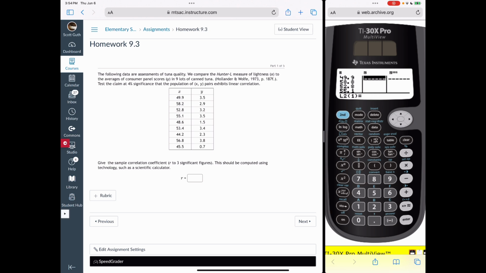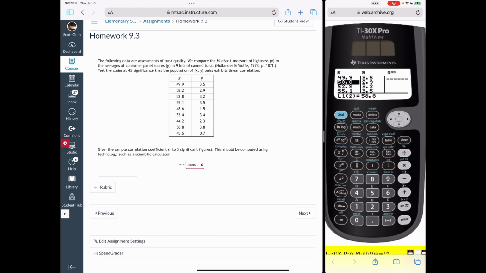Okay, so I hope those are all correct. And then the next column, you have 3.5, 2.9, and so on. Okay, so that's all 9. It's 9 lots of tuna. Got it. So I'm going to just go through and make sure these are right. I don't want to end up in trouble. Okay, so real quick. Oh, that should be a 58.2. Right there.